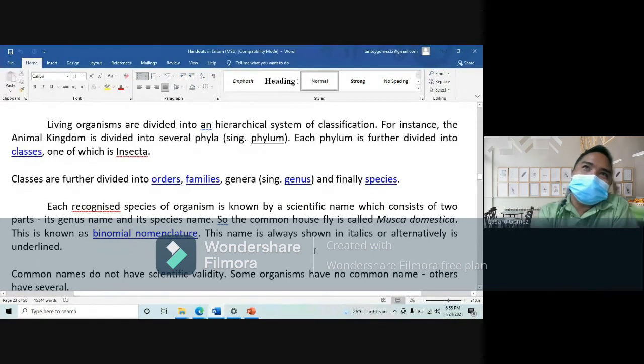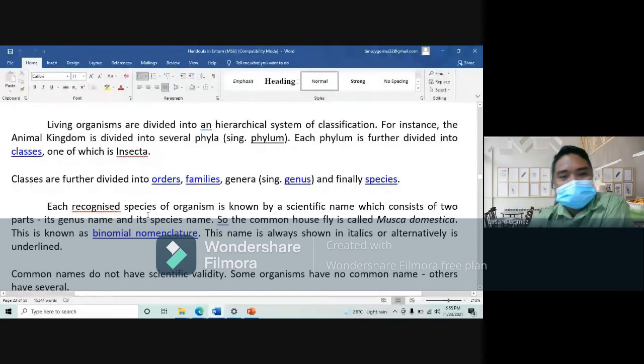So in your crop science one, I think you have your different scientific names. In insects, we also have scientific names as well. Each recognized species, for example, Musca domestica.